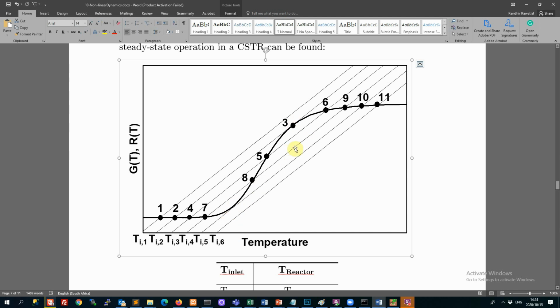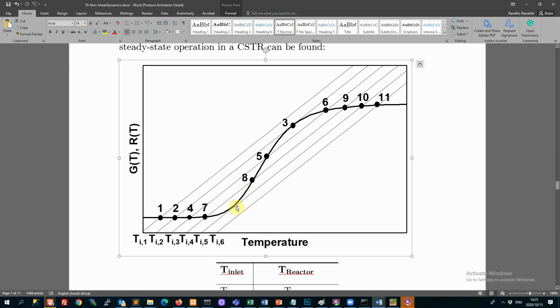So hopefully you've taken some time to think about that, and clearly there's a tangency going on here, right? Your R of T line is a tangent to the G of T line here, and the same here. If we use the properties of tangency, we should be able to find this temperature. And so what are the properties of tangency?